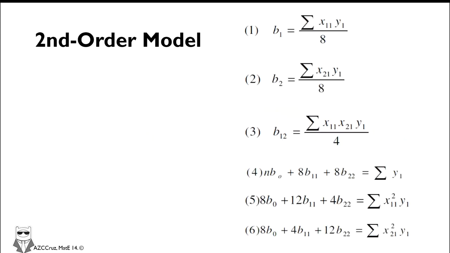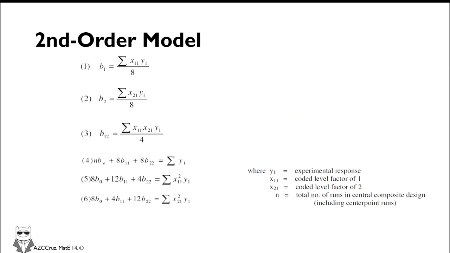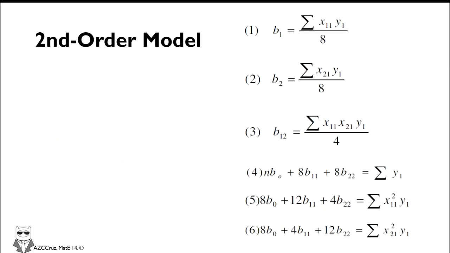Kailangan natin gamitin tong mga equation na to. And note na itong equations na to is specifically catered for the case where you use an alpha setting of 1.414, no. So hindi to pwede gamitin kung kunwari gumamit tayo ng alpha setting for yung four factors which has an alpha setting of 2, or yung gumamit tayo ng 3 na factors which has a separate alpha setting on its own. So ito specific, itong formulas na nakikita nyo ngayon sa screen, this is specifically for two factors lang which has an alpha of 1.414.